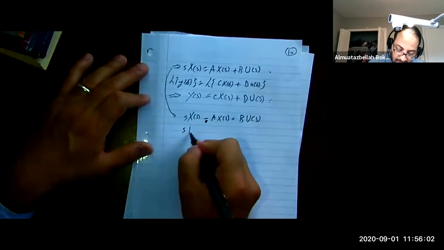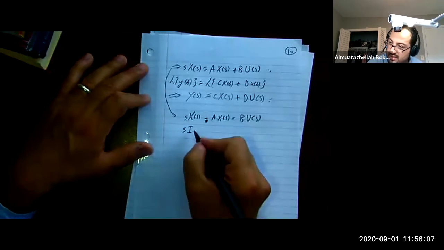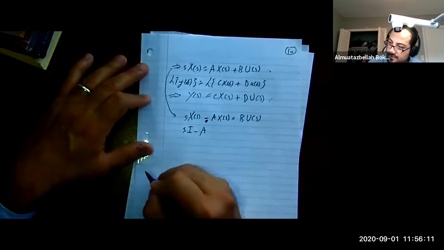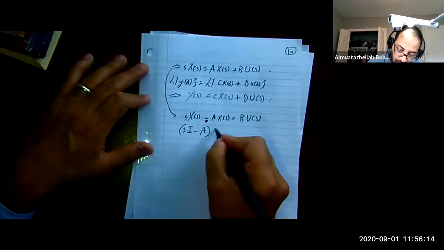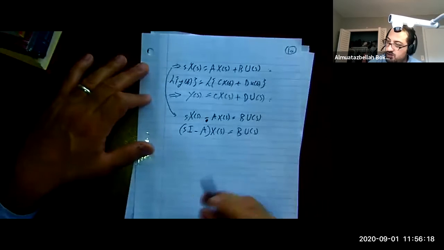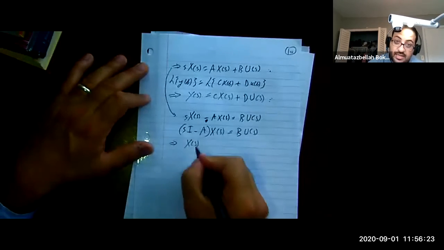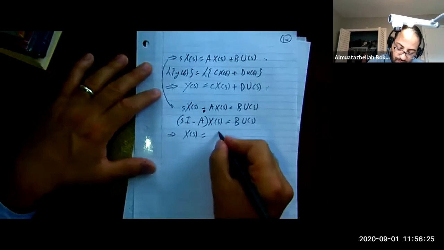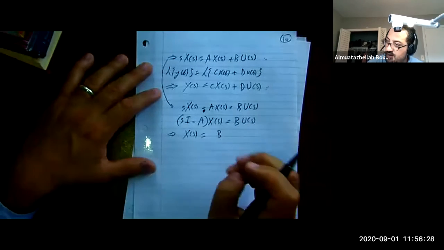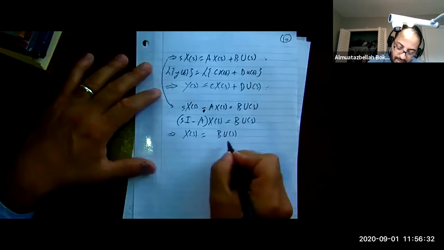Now take x as a common factor. So you have s times the identity matrix, remember that these are matrices, minus A, the whole thing multiplied by X of s is equal to B U of s, which means that X of s is equal to B U of s over sI minus A.